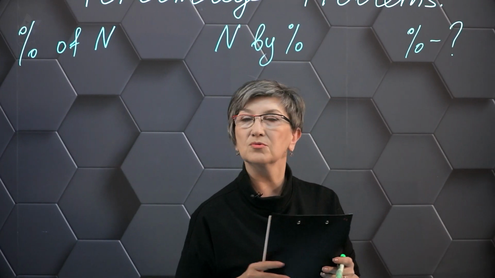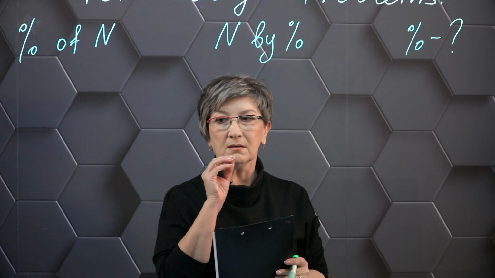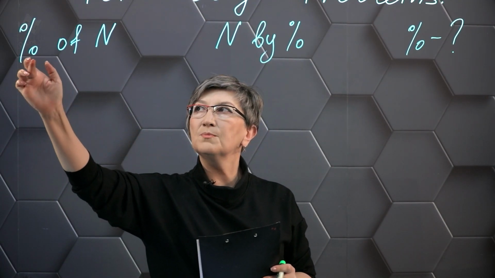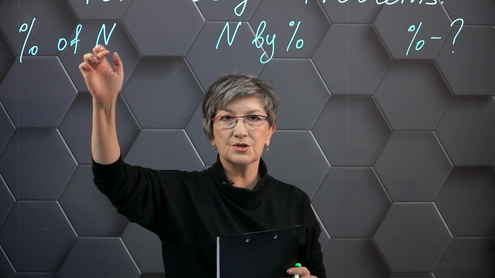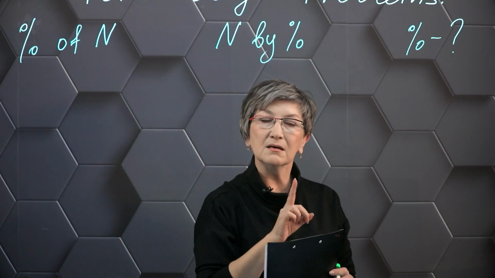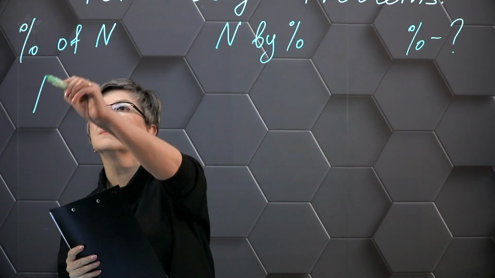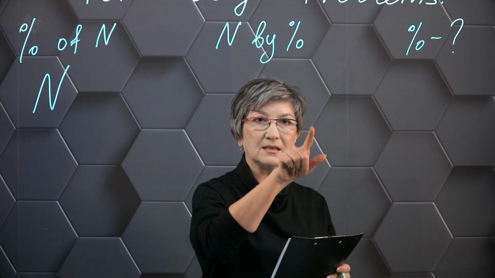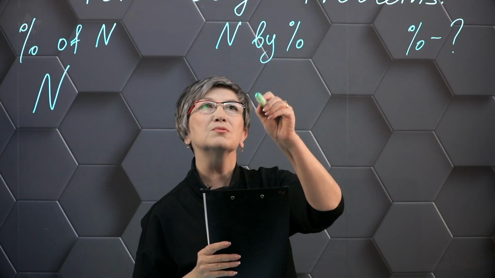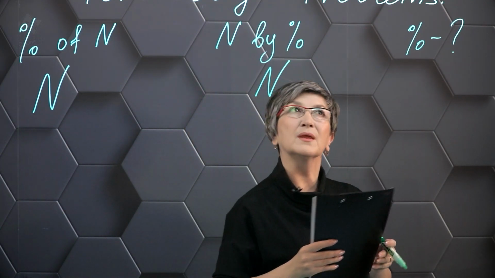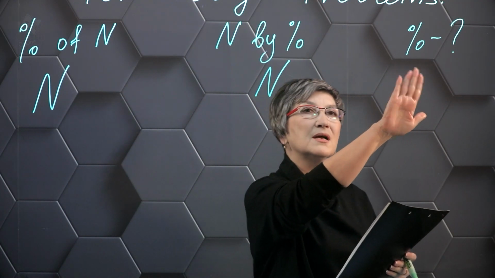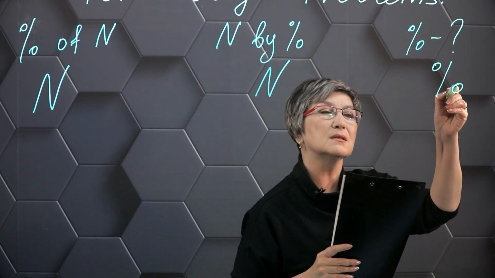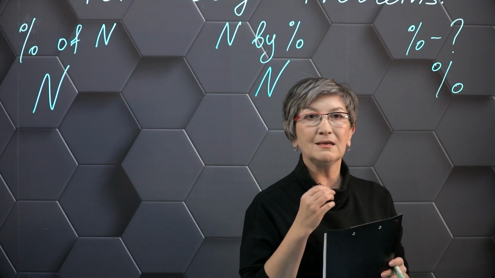What happens in this case? Let's take a moment and think about what we end up with. When we find the percentages of a number, we get a number as an answer. When we find a number by percentages, the answer is also a number. And when we look at the next type of problem, we're going to answer with a percentage. What are these problems and how can we solve them?